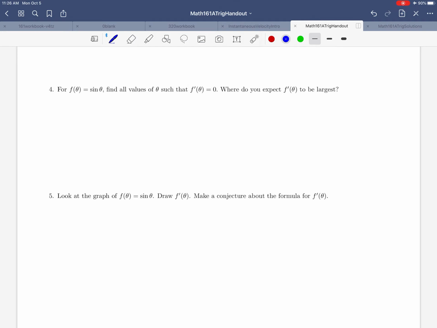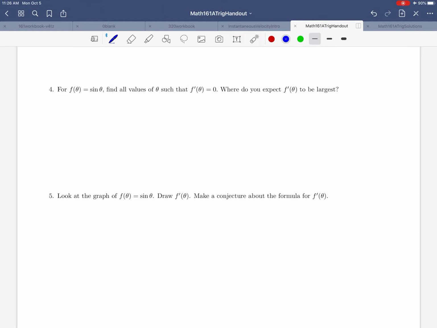For question number 4, we are asked to consider the function f of theta equals sine theta and to find values of theta so that f prime of theta is equal to 0. And they are also asking us when we expect f prime of theta to be largest. So we are going back to talking about derivatives.